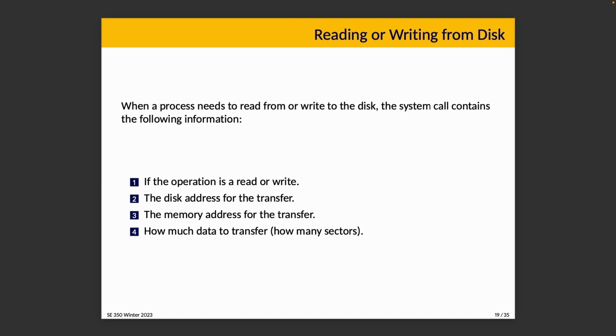So when we're reading to memory from disk, or writing to disk from memory, we have a system call, and the system call has the following information. It has some information about the direction. Is this a read or a write? What's the source and what's the destination? The disk address for the transfer, which could be the source or the destination, depending on what we're doing. The memory address for the transfer, again also could be the source or the destination, depending. And then how much data are we planning to transfer? We can turn that easily into the number of sectors based on the configuration of the disk as it's set up in the system.